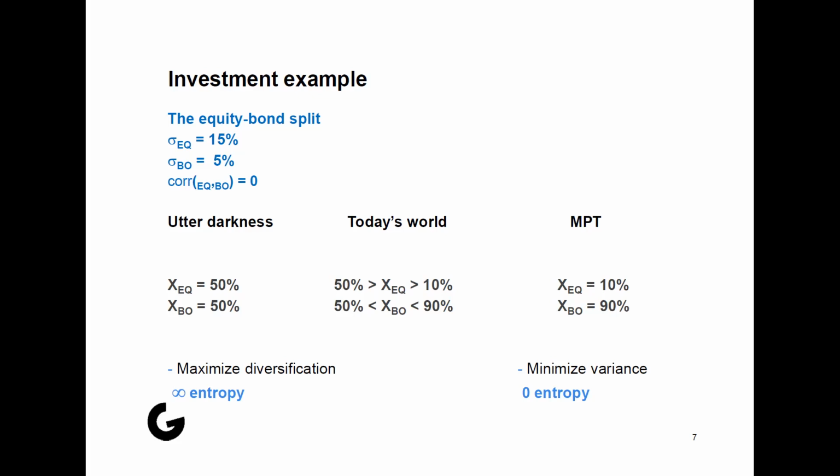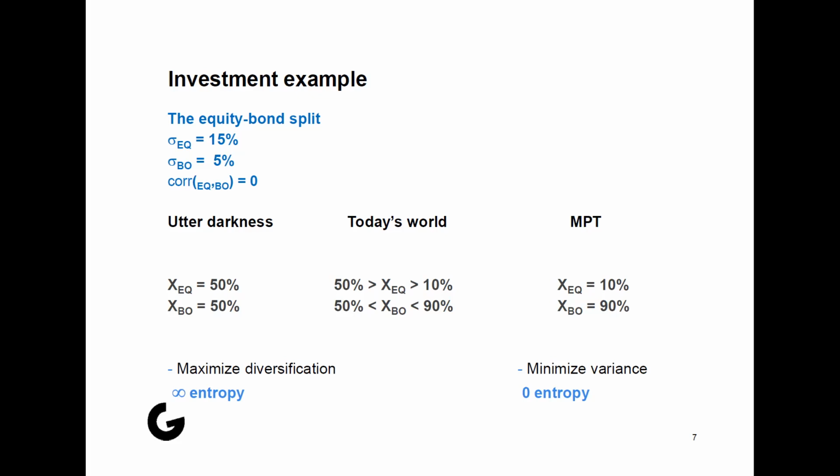I know very few bond-equity allocations as extreme as the one on the right. It's usually something like 40-60. And that is in today's world indeed optimal, but we have no justification to actually get us there yet. So this is what I'm going to show.